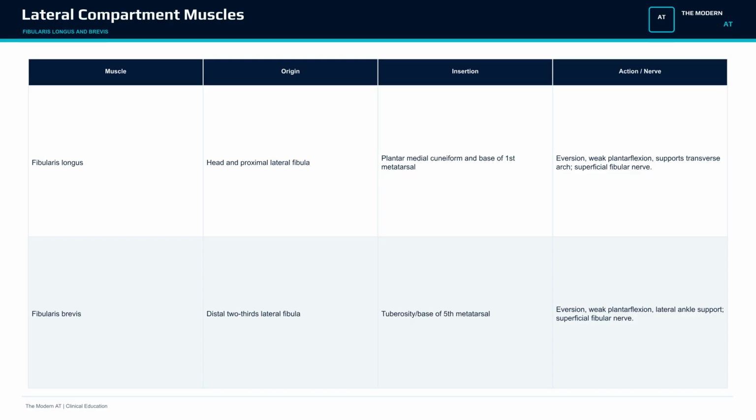Fibularis longus begins on the proximal lateral fibula and crosses under the foot to insert near the medial cuneiform and base of the first metatarsal. That gives it a role in eversion, weak plantar flexion, transverse arch support, and first ray mechanics. Fibularis brevis originates from the distal lateral fibula and inserts on the base of the fifth metatarsal, making it important for eversion and lateral ankle support. Both are supplied by the superficial fibular nerve. In the exam, palpate along the tendon course, resist eversion, and always check the fifth metatarsal after inversion type injuries.